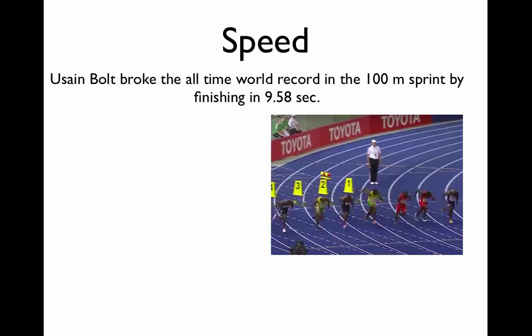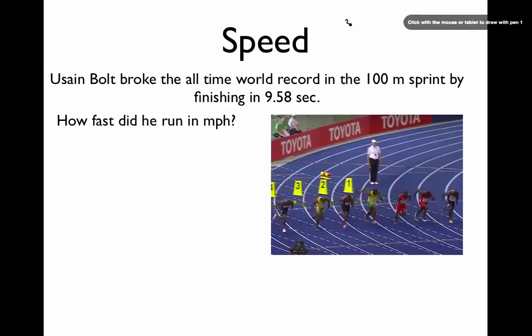Usain Bolt broke the all-time world record in the 100-meter sprint by finishing in 9.58 seconds. How fast did he run in miles per hour? Really, really fast. Okay, exactly how fast did he run in miles per hour? Nice practice problem for the exam tonight. Can you do it? I'll give you some info. There's 3.28 feet in a meter. And there's 5,280 feet in a mile.